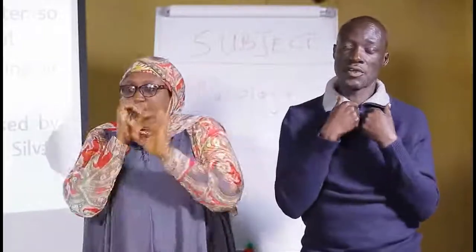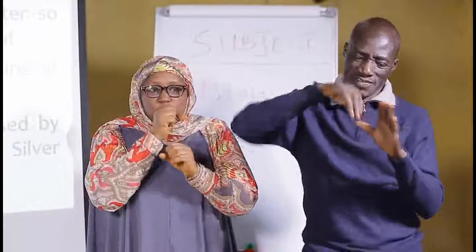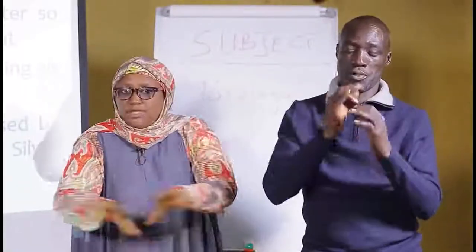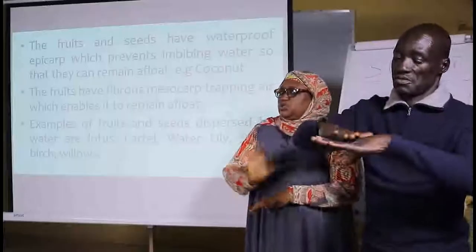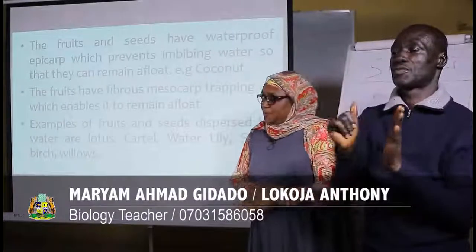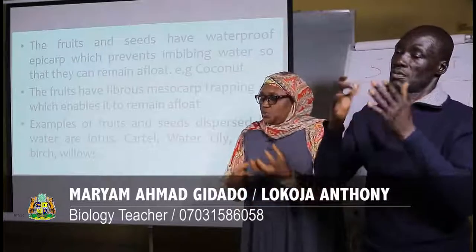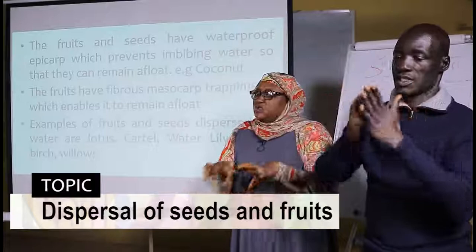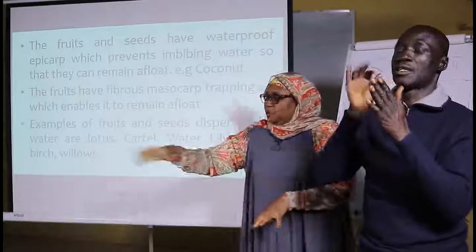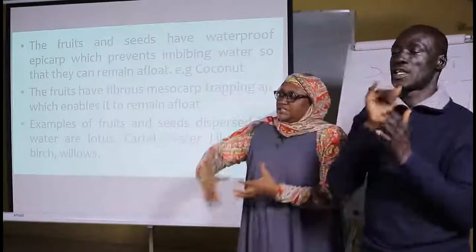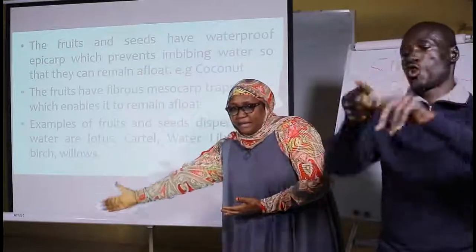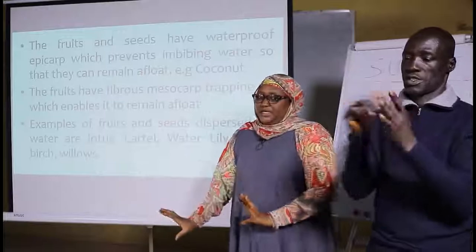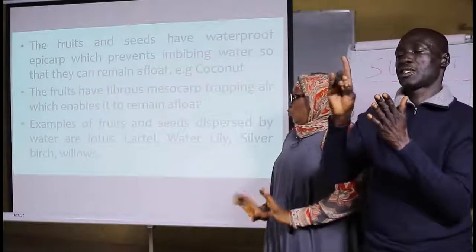Just like if you have a balloon, or maybe you get a polythene, you blow air inside, tie it very well, put it on water, it will remain afloat. So that is what is happening to the fruit of those plants, because they have spaces which have trapped air. So that air does not allow the fruit and the seed to sink in water, and it floats for a very long time. When it gets to a particular river bank with soil, it can be able to germinate there. That is dispersal by water.